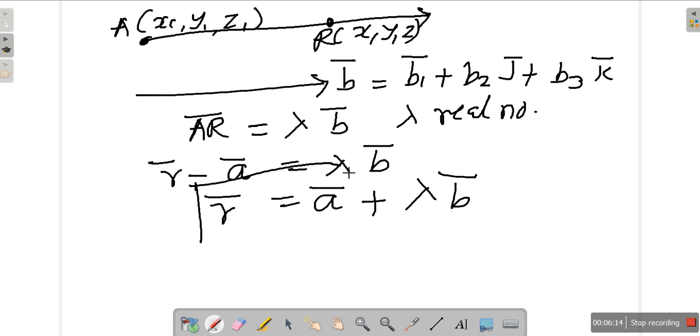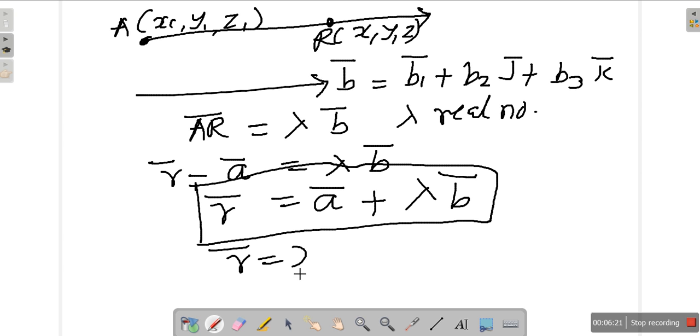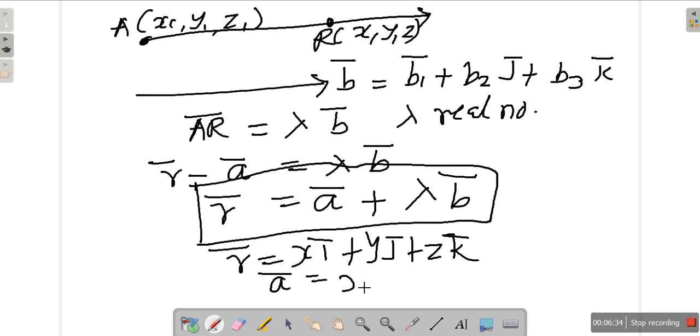This is known as the vector form of the equation of a line, where r bar is xi plus yj plus zk. What is a bar? A bar is x1 i plus y1 j plus z1 k, and b bar you already know, it is b1 i plus b2 j plus b3 k. So in this way we can have the vector equation of a line, which is r bar equal to a bar plus lambda b bar.